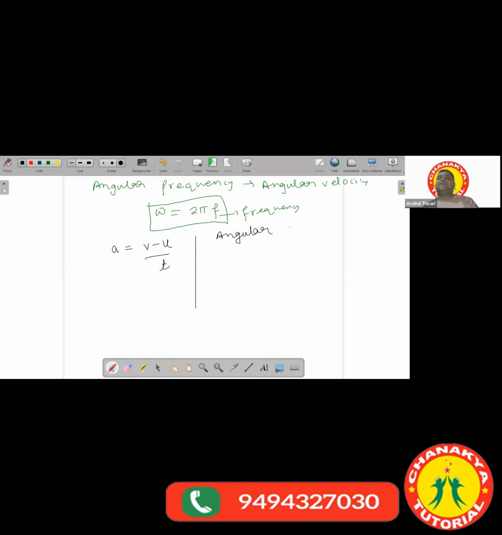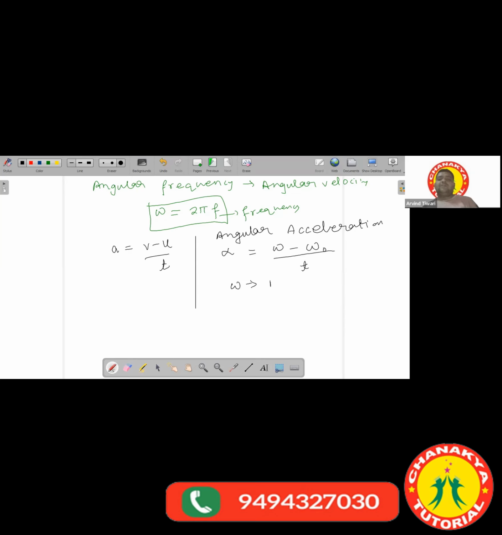So you will have angular acceleration, and in angular acceleration, the symbol will be alpha. Alpha will represent the angular acceleration, and it would be given by the same thing: final angular velocity minus initial angular velocity divided by t. The same thing. Almost the same thing. The terms have changed.